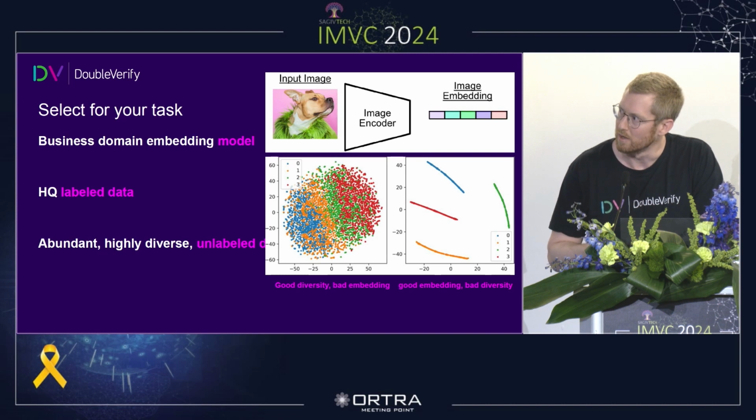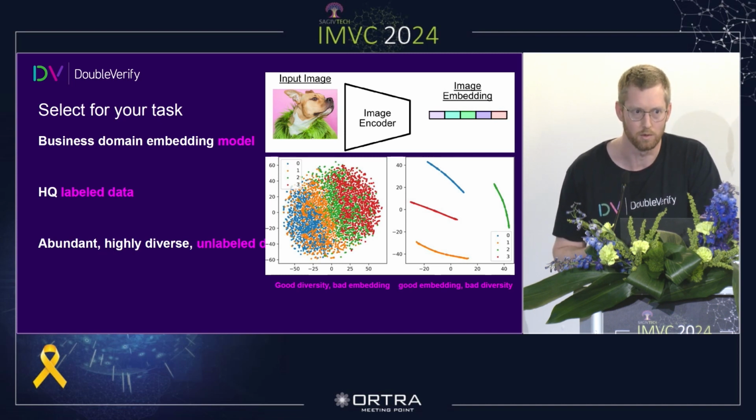As you can see at the plot below, in case you have a very bad embedding model but a lot of good and diverse data, you will see a bad separation between the classes, as you can see on the left-hand side. On the right-hand side, you can see not diverse enough data but a good embedding, and that's also not good enough to generalize over the domain.